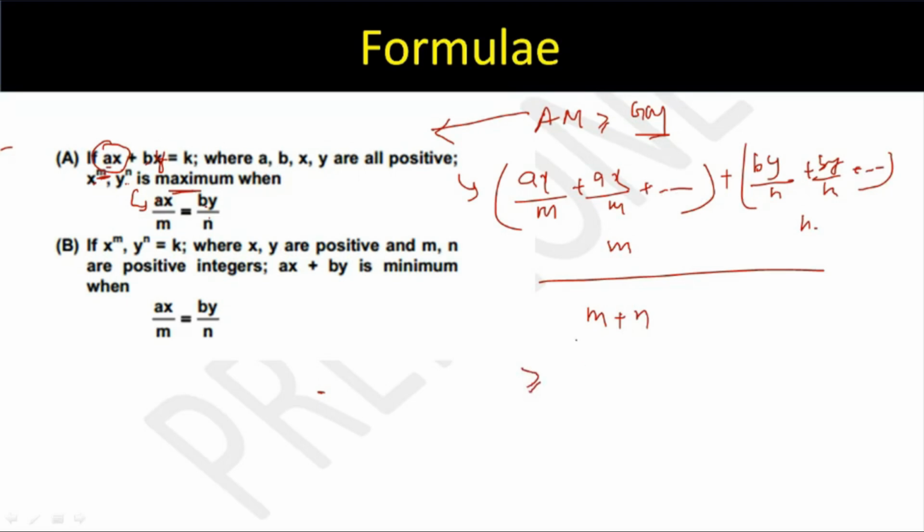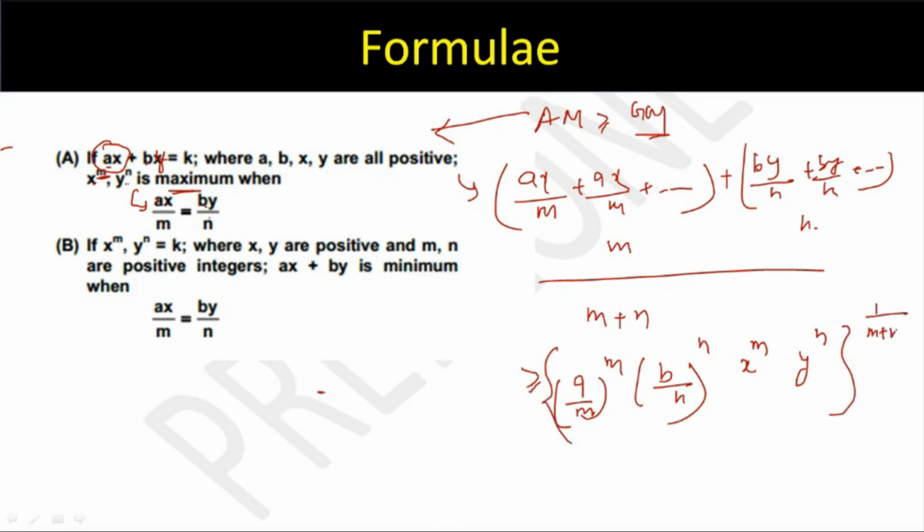You just multiply all the terms. So ये क्या आ जाएगा? a by m to the power m. Like I'm just trying to prove it so that you know कि ठीक है, this makes sense. ये सारे constant terms बाहर ले आया मैं, x to the power m into y to the power n, and इसका whole power 1 upon m plus n, right? This is what GM is. You just multiply all the terms to the power 1 by number of terms.